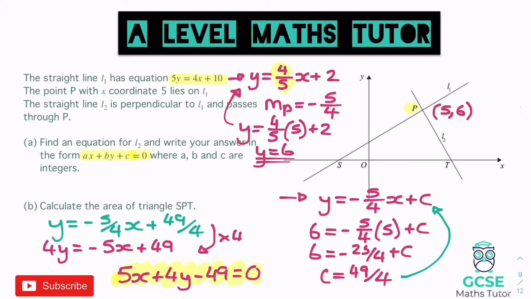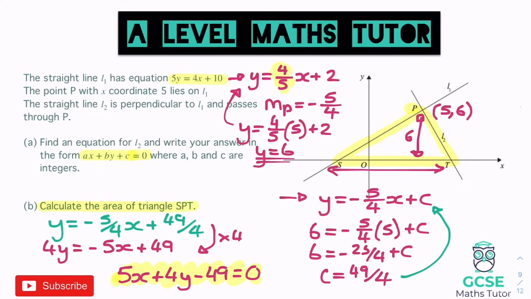So it says in part B, calculate the area of the triangle SPT. So SPT is that triangle just there. Now, one of the pieces of information we need for working out the area of a triangle we already have, and that is the height. We know the height because the y coordinate of point P is 6. So we know the height of the triangle there is 6.